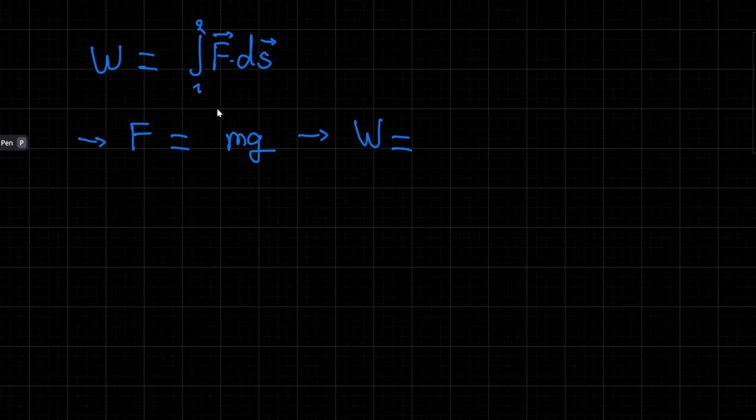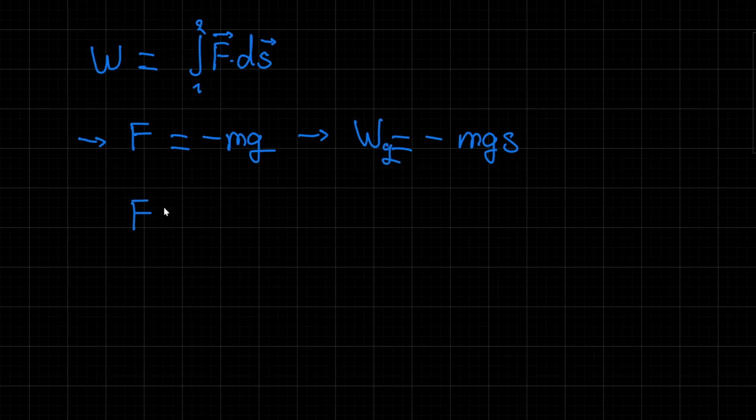So this is a vector, and we all know the gravitational force pulls you down, so we have a minus here, and this becomes minus mgs, a quite simple integral.